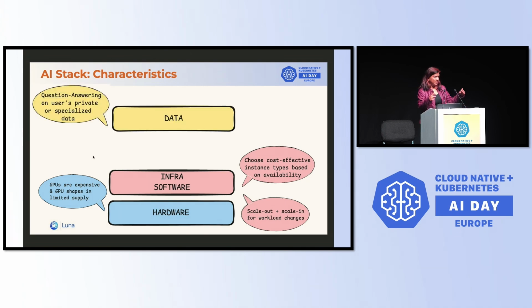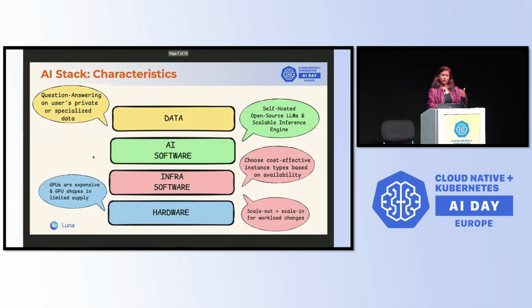We then move on to the data requirements. We wanted to build out a question-answer pipeline for users' private or specialized data that could not be sent out to a third-party AI service provider like OpenAI or Anthropic. This meant that our AI software had to be able to self-host open-source large language models. Furthermore, in order to leverage infrastructure-level scaling, the inference engine also had to be scalable.